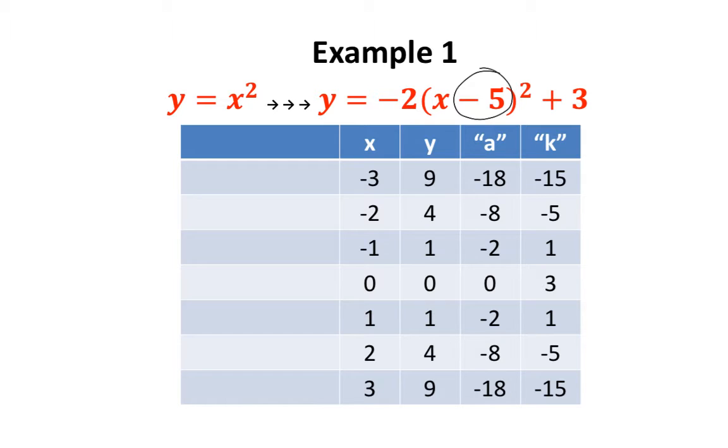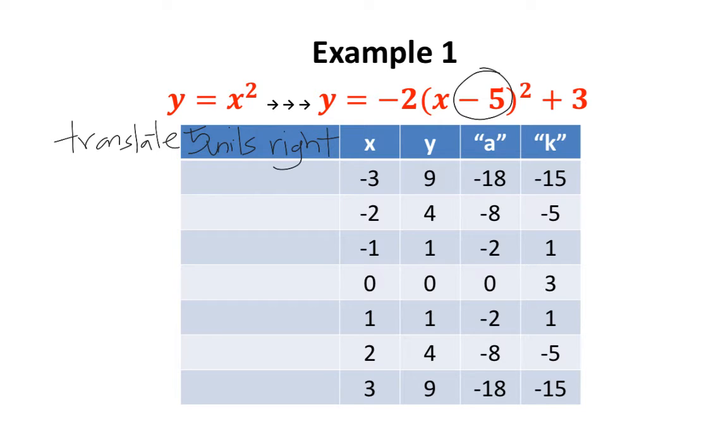Our last transformation involves the value of h, which is -5 in this case. Remember, the value of h is very counterintuitive. When you think of -5, most people think you're moving to the left. However, it is the opposite. You're actually translating 5 units to the right. So let's make a little note of that. Translate 5 units right.